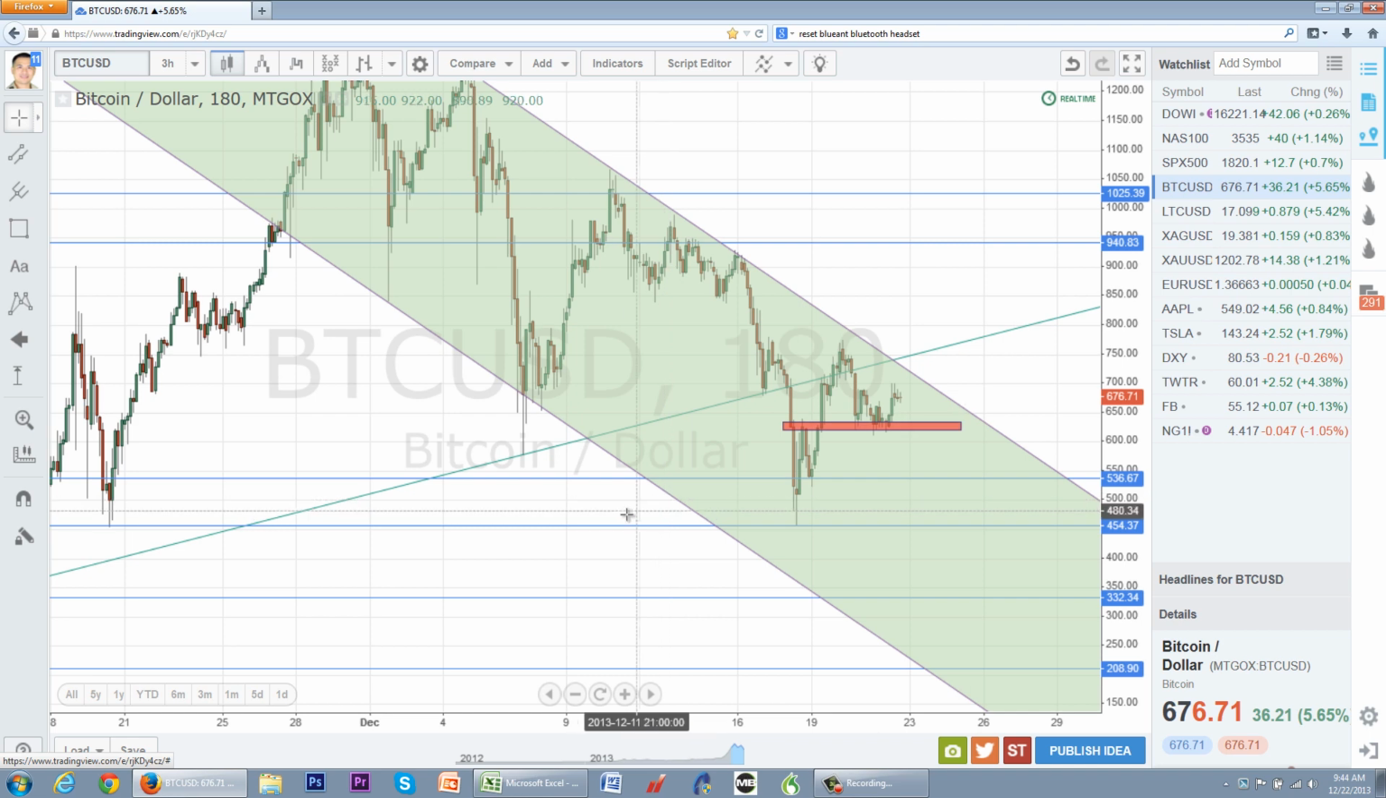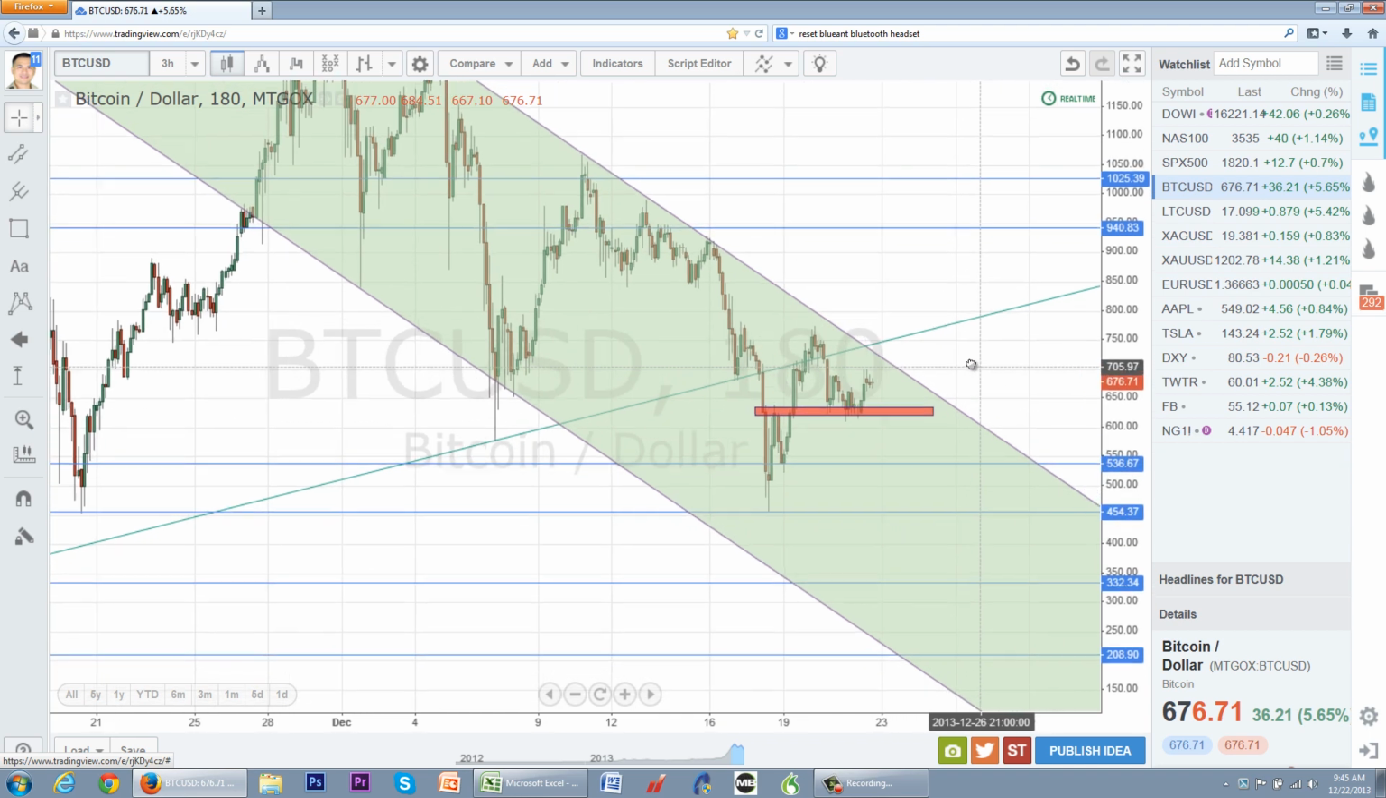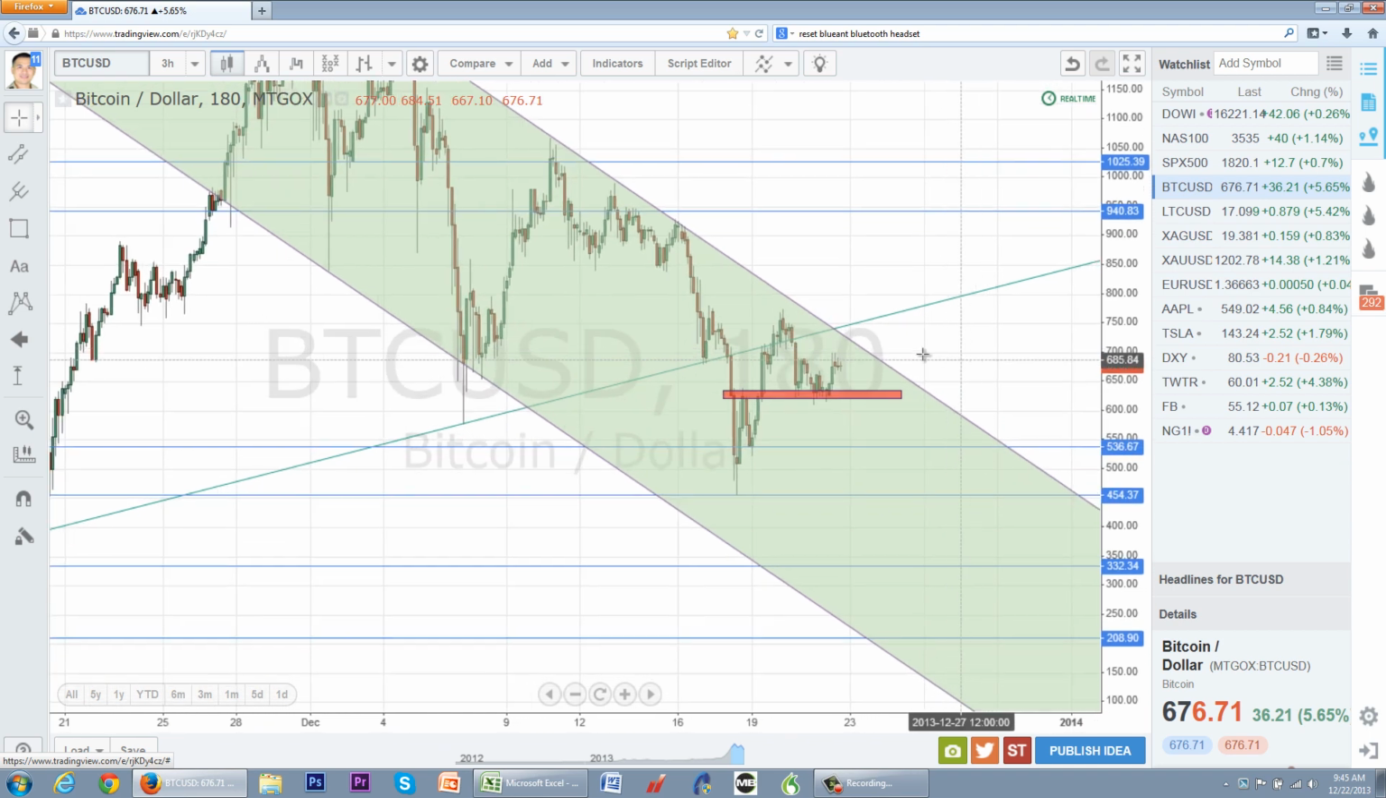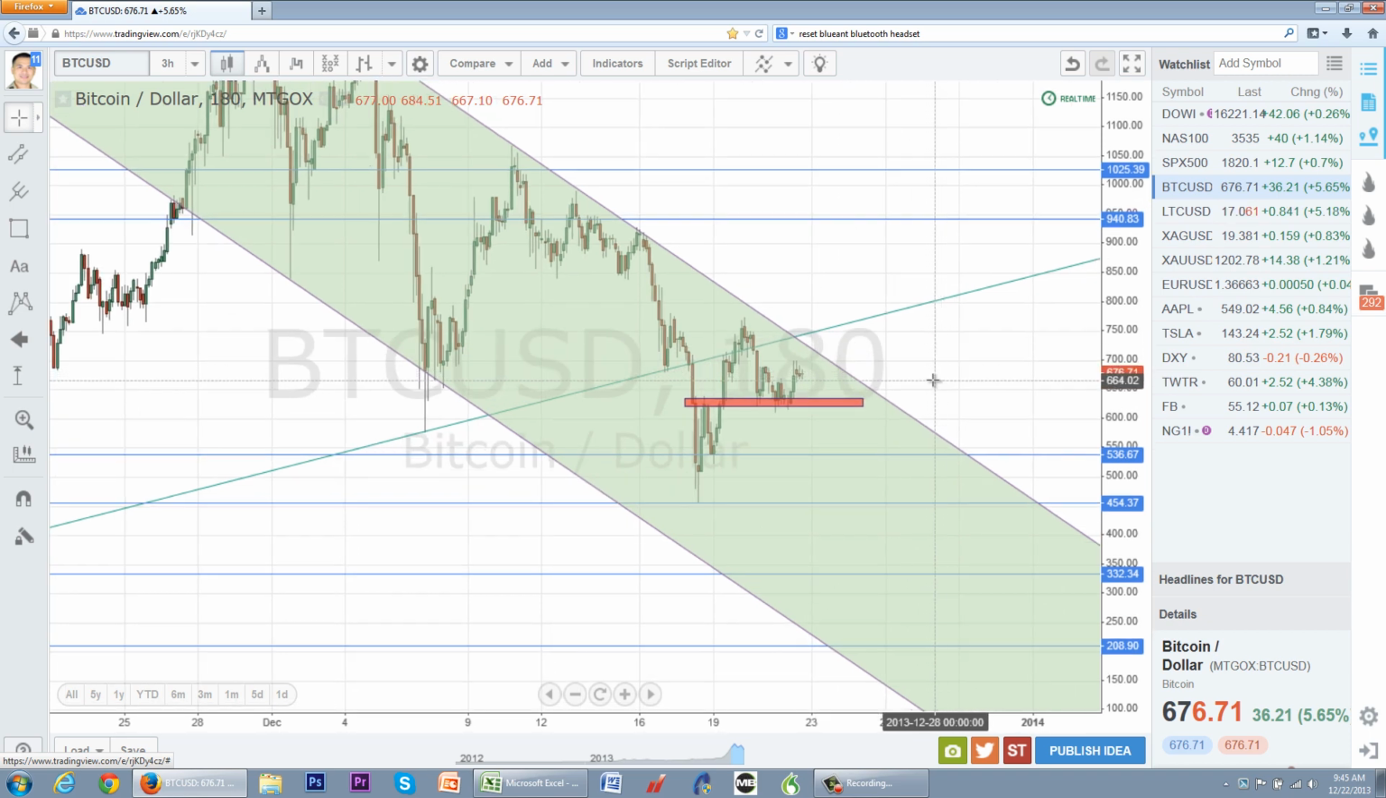My support and resistance lines are still where they are because price has not come down and broken them or anything. Like I always say, there are three things that price can do. It can either go up, it can go down, or it can go sideways. And right now it seems like it's going sideways.